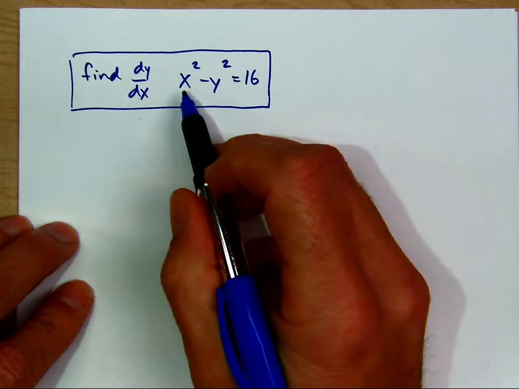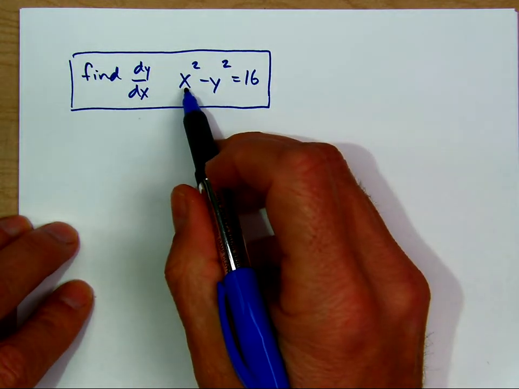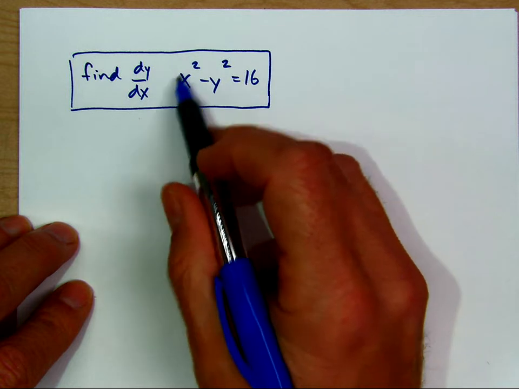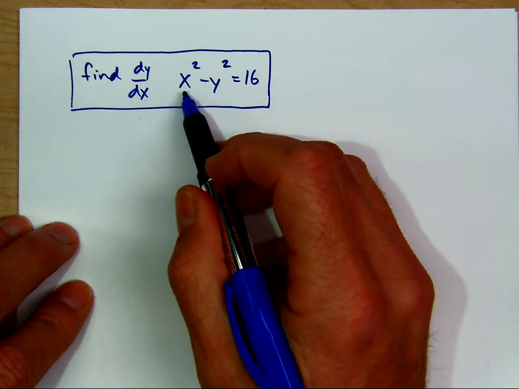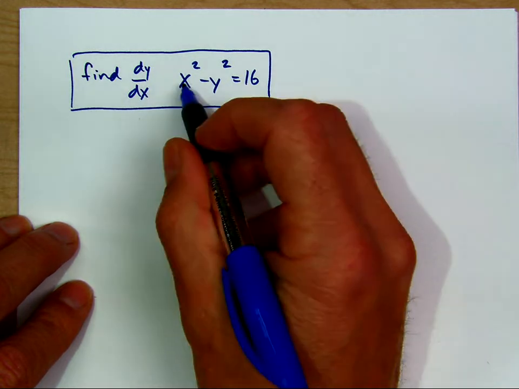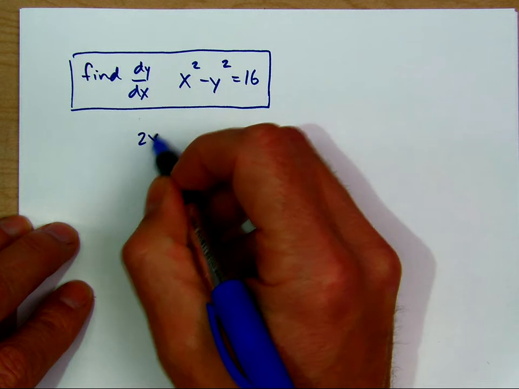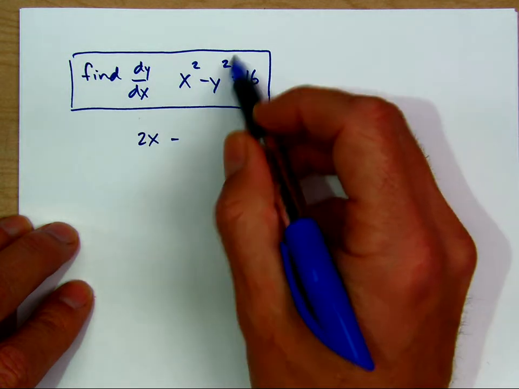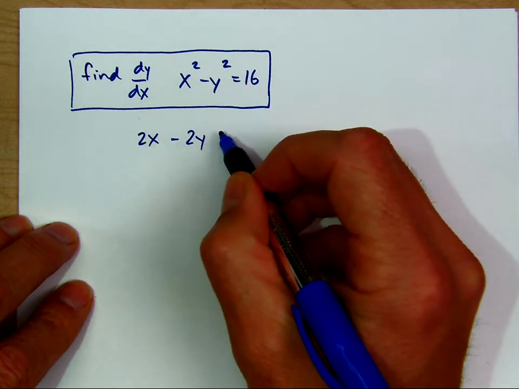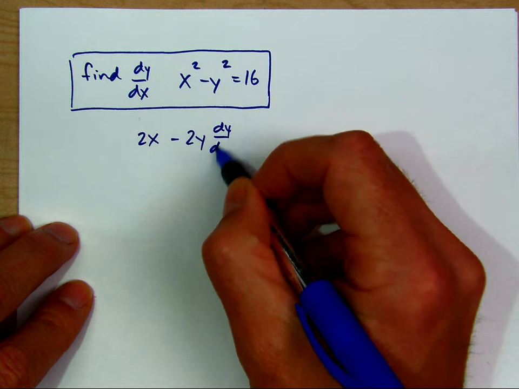So if we're taking the derivative of x with respect to x, that's how we normally find derivatives, how we've been finding derivatives. So the derivative of x squared is 2x. The derivative of y squared is 2y dy dx, because that's the chain rule.